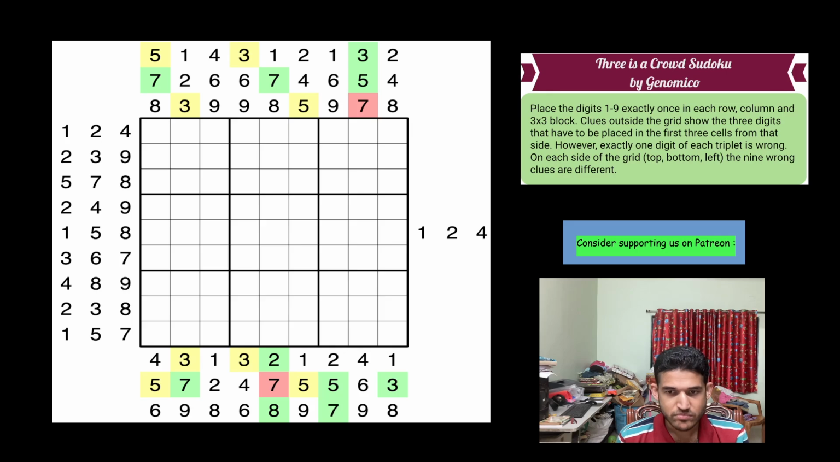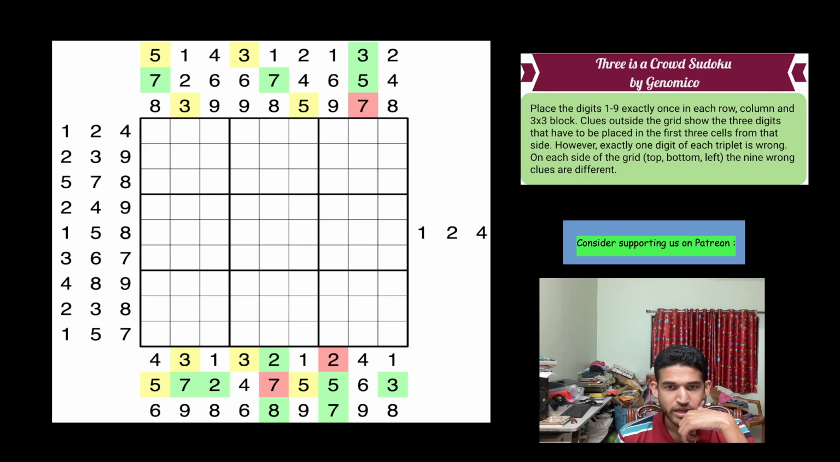And the moment you have 7 incorrect at the bottom, the remaining instances of 7 must be correct at the bottom. And now look at column 7, bottom side. 2 green clues. So which means the third one must be incorrect. So 2 is incorrect on the bottom. So the remaining 2s are correct. That's excellent.